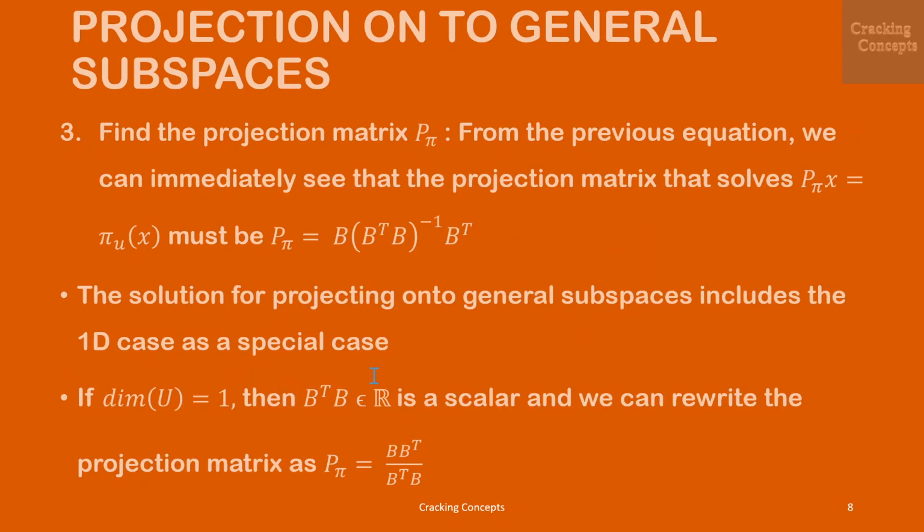The solution for projecting onto a general subspace includes the one-dimensional case as a special case. That is, if the dimension is 1, then B transpose B becomes a scalar, and we can rewrite the projection matrix P pi as B B transpose divided by B transpose B.